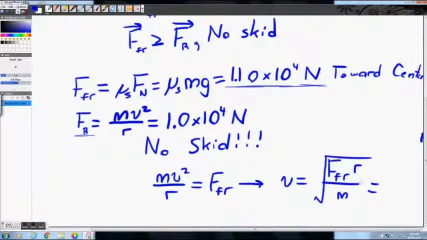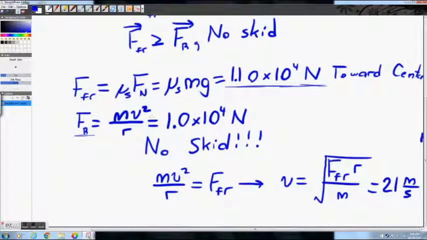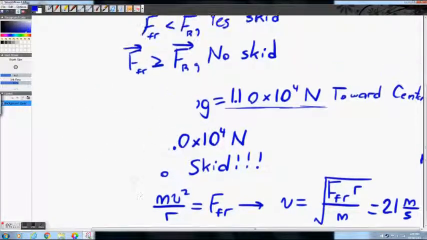Now, how about we determine the maximum velocity this car can travel going around this curve? We know that the force of friction is the maximum force of friction that we can get. So we'll set that equal to our radial force and solve for velocity. What we get is velocity equals the square root of force of friction times r divided by m. When we put this into our calculators, divided by 1500, oh wow, that's interesting. It comes out as exactly 21.